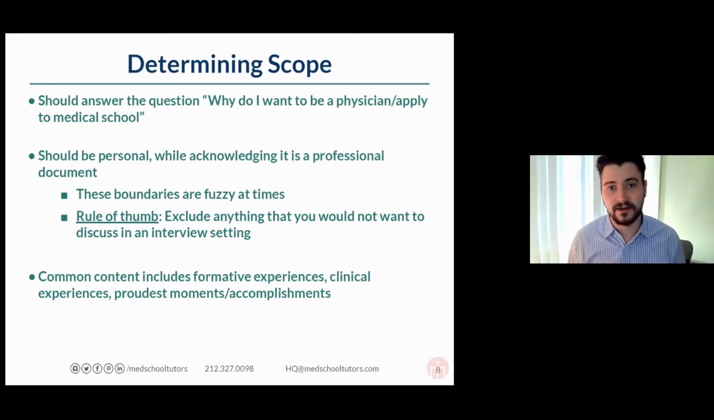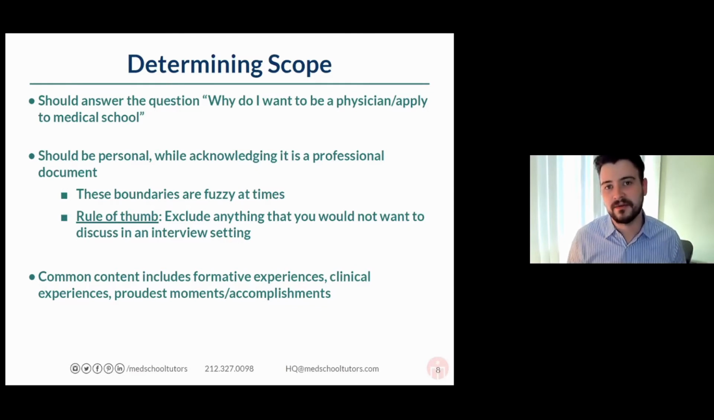And the question I would encourage you to ask yourself is just, would you feel comfortable discussing that in an interview? It's okay if you could only discuss it briefly. For example, you can always say, that experience is really emotionally meaningful for me, so I would love to talk with you about it. I'm going to keep my comments brief to reflect that.